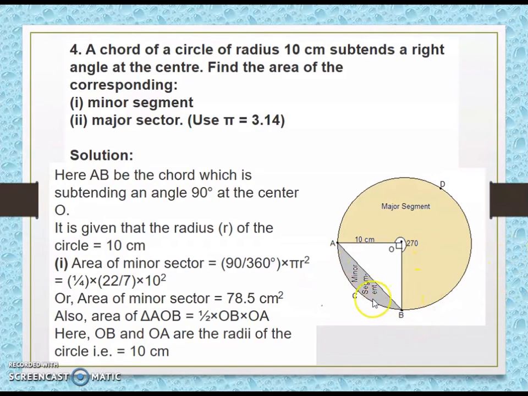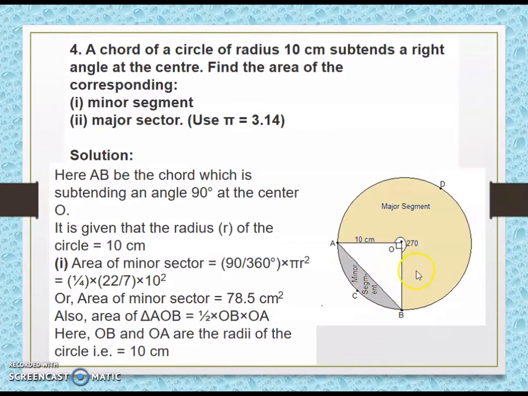So here this is the area of the minor segment and this is the area of the major sector that we have to find out. For finding minor segment first, what we will do is we will find out this sector. Sector's area we can find out by the formula theta by 360 into pi r square. So theta is 90, 90 by 360 into pi r square. R is 10. So we can calculate area of the minor sector, that is 78.5 centimeter square.